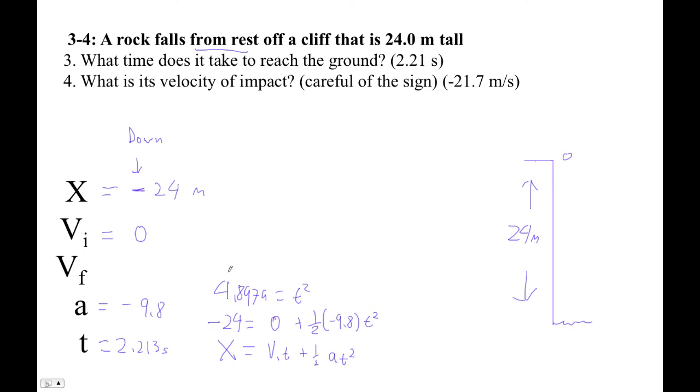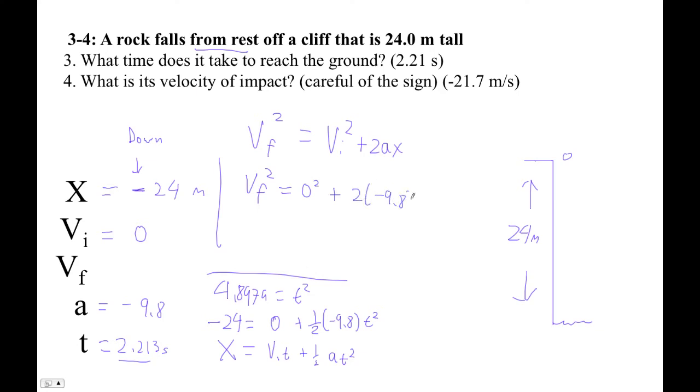Okay. To find the final velocity, I'm going to choose to use no t. You could use no x or something like that, but then you'd be wrong if that time was wrong. I'm going to use no t. I'll show you how to do that. This is an important skill. So I'm going to use VF squared is VI squared plus 2AX. So the final velocity is what we want to find, right? Is 0 squared plus 2 times negative 9.8 times negative 24.